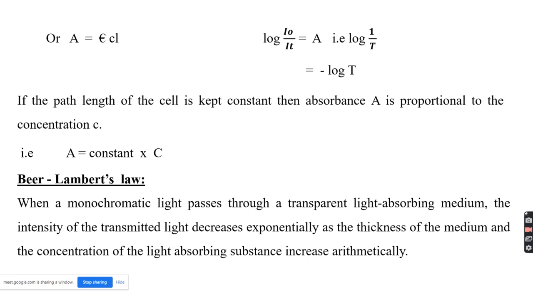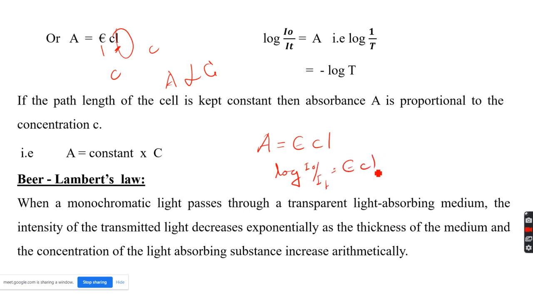If the path length of the cell is kept constant, what is that path length? Path length is nothing but the thickness of the medium. If you keep this constant, then absorption is directly proportional to the concentration C. So how do we express the Lambert-Beer law? We normally express it as A is equal to epsilon CL, or you can write it as log I0 by It is equal to epsilon CL.